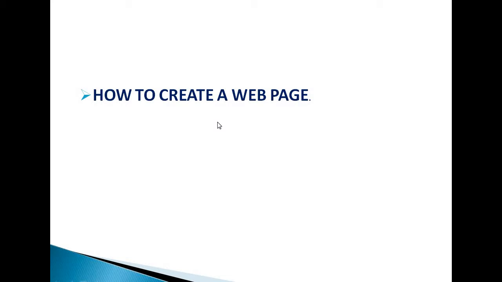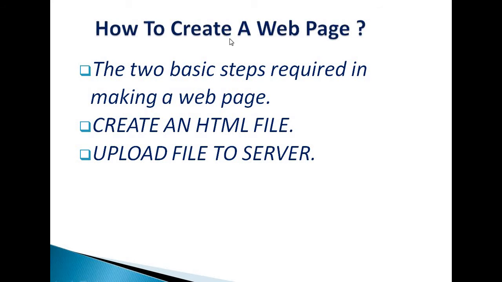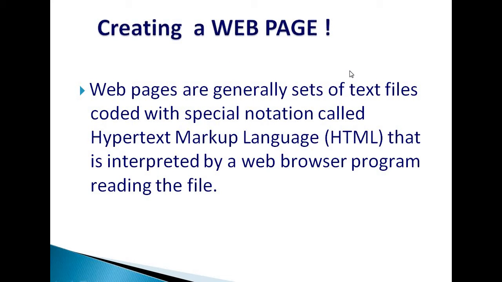Now, how to create a web page. Here are the two basic steps. First is creating an HTML file, that is a hypertext markup language file, which is a scripting language, and then uploading the file to the server. These are the two basic steps for creating a web page. A web page is generally a set of text files coded with a special notation called hypertext markup language, that is HTML, that is interpreted by a web browser program reading the file.